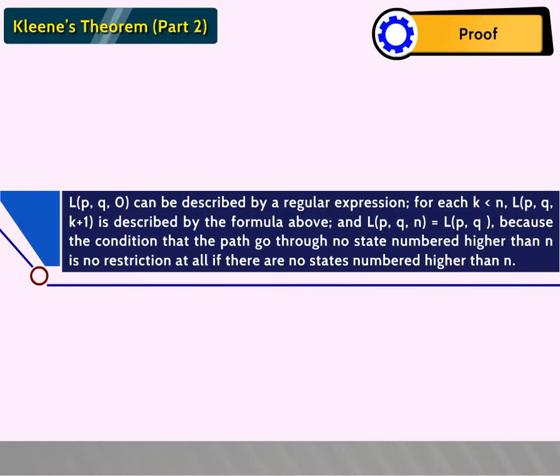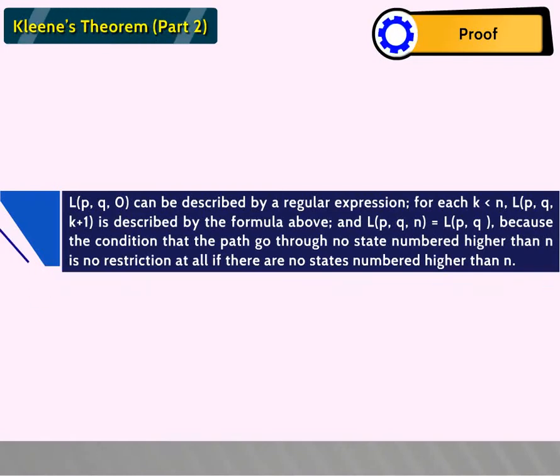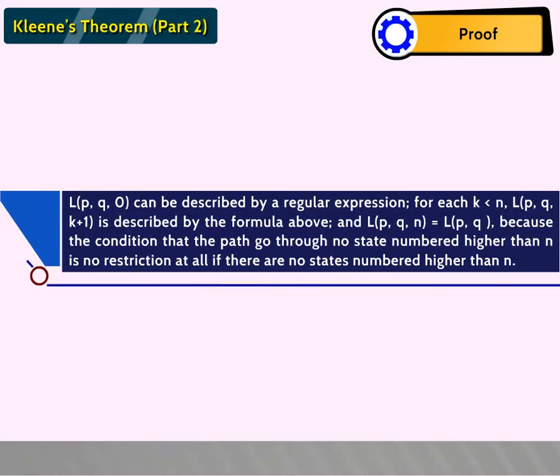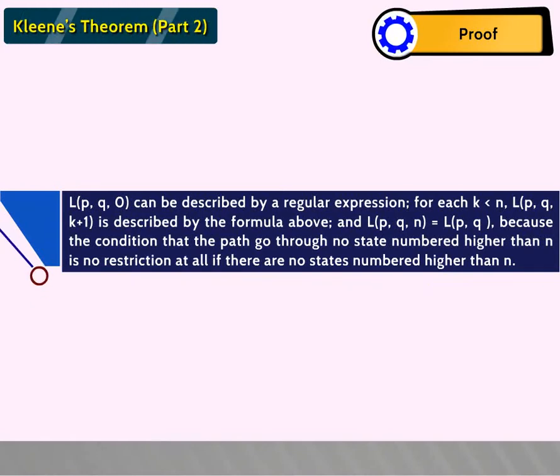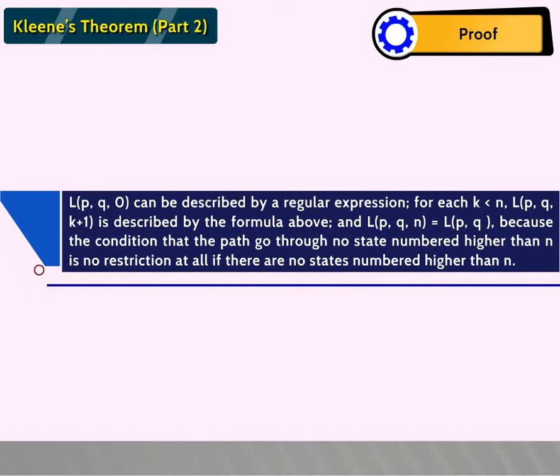L(p, q, 0) can be described by a regular expression, and for each k less than n, L(p, q, k+1) is described by the formula above. L(p, q, n) is equal to L(p, q), because the condition that the path go through no state numbered higher than n is no restriction at all if there are no states numbered higher than n.